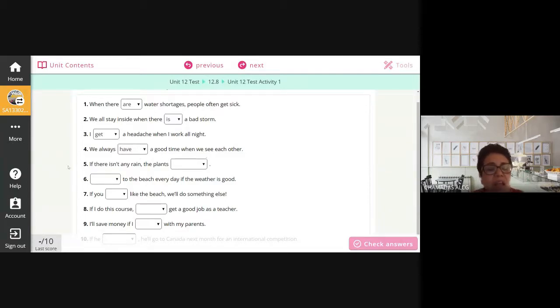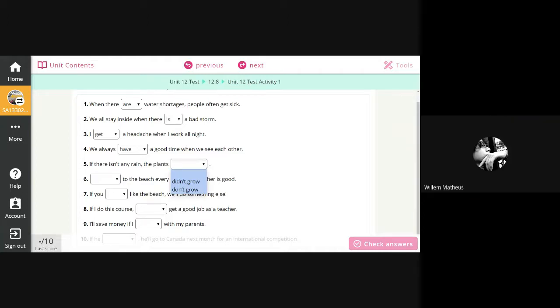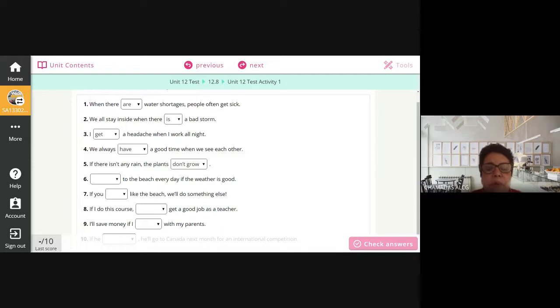Okay? Number five, if there isn't any rain, the plants don't grow. Yeah. Simple present, don't grow. Okay? This is true. It's usually true. It happens. If there isn't any rain, what happens? The plants don't grow. Okay? So this, guys, is what we call the zero conditional.